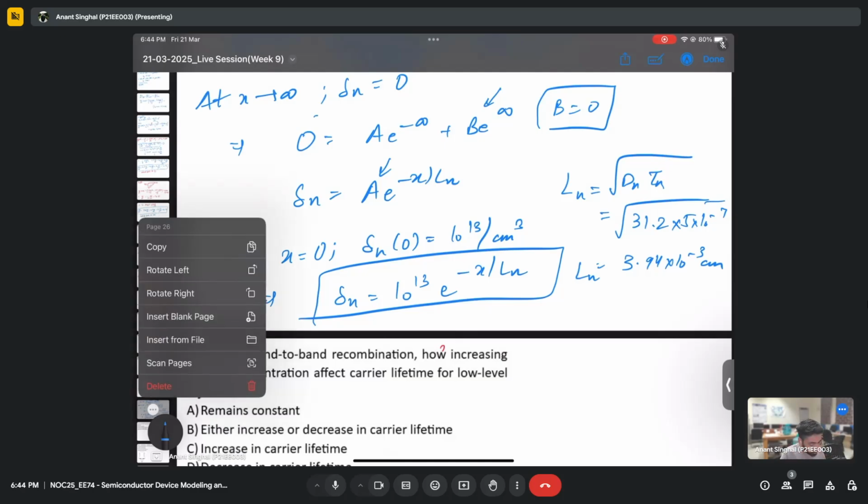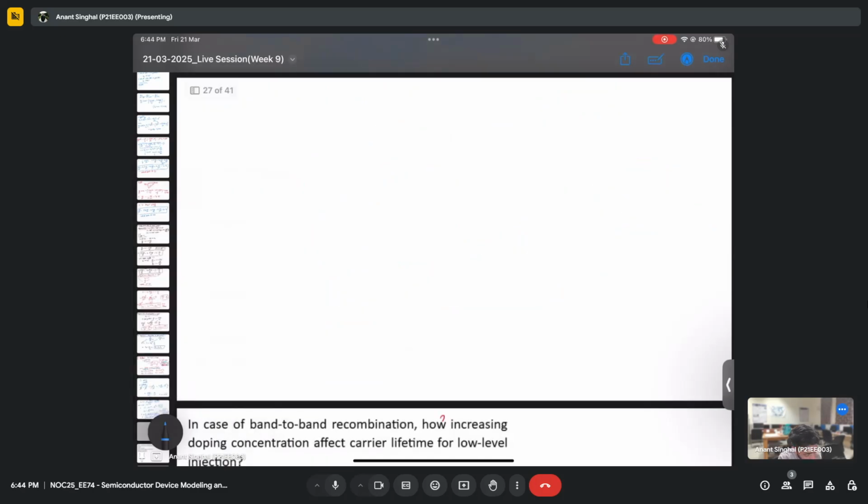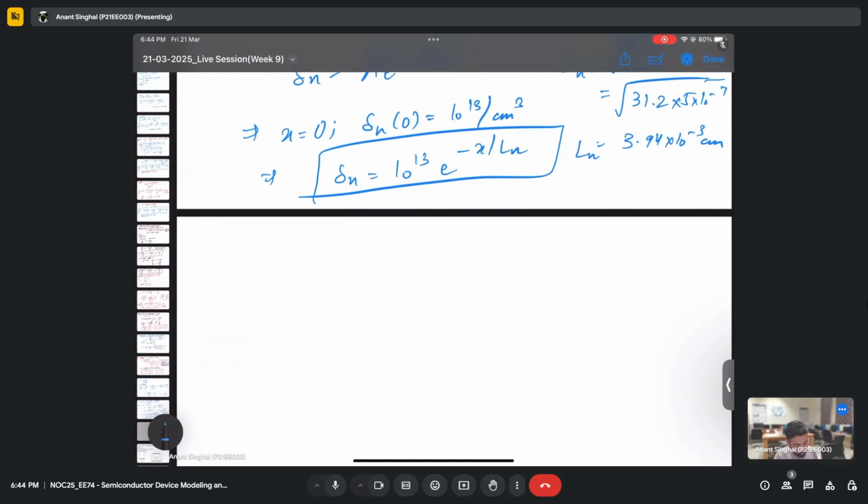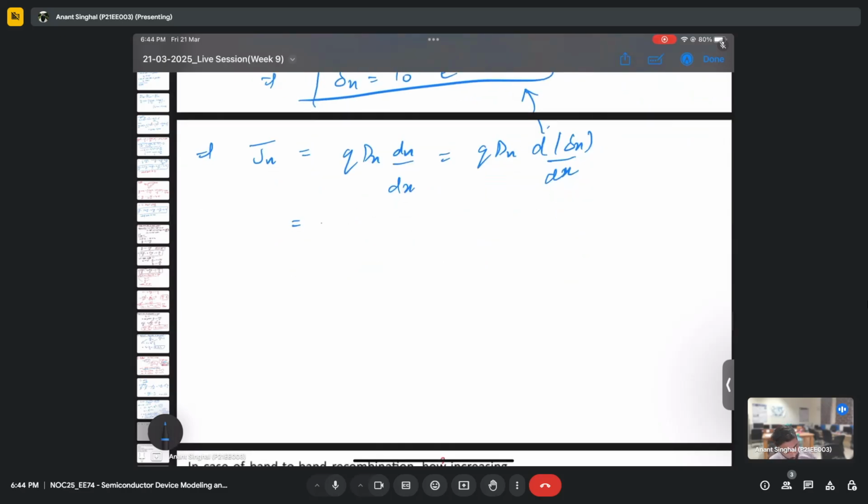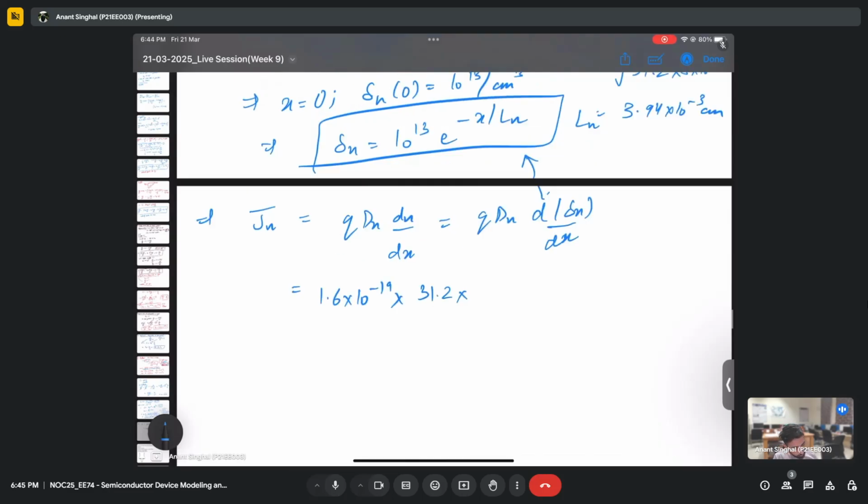Now the question has asked for the diffusion current density. We need to find the diffusion current density. What is the diffusion current density? The diffusion part is q Dn dn over dx, and we are only talking about the minority carrier, so n will now be delta n. We have this equation, we can differentiate it once and we can easily find everything. So q will be 1.6 times 10 to the minus 19, Dn is 31.2, and the differentiation of that particular term will be minus 1 by Ln exponential of minus x by Ln. I've just differentiated it once.